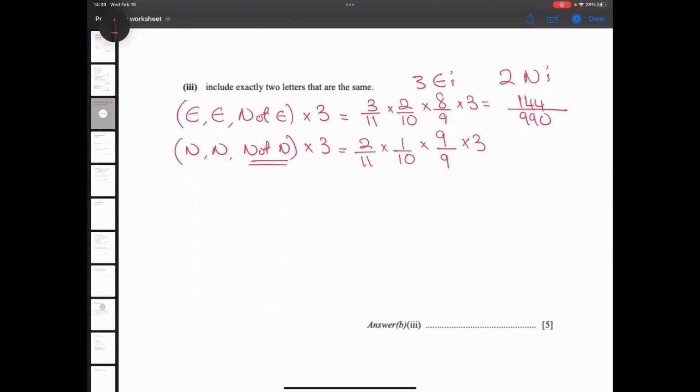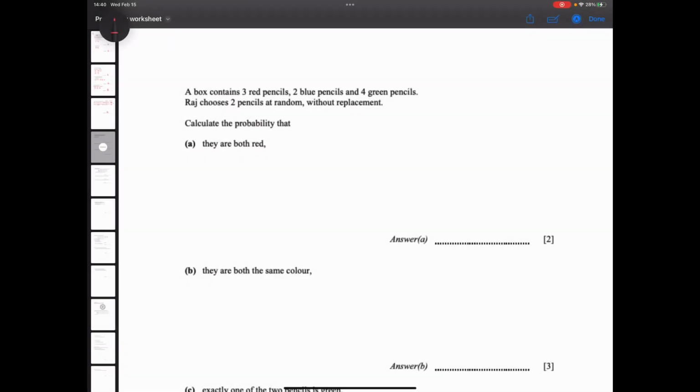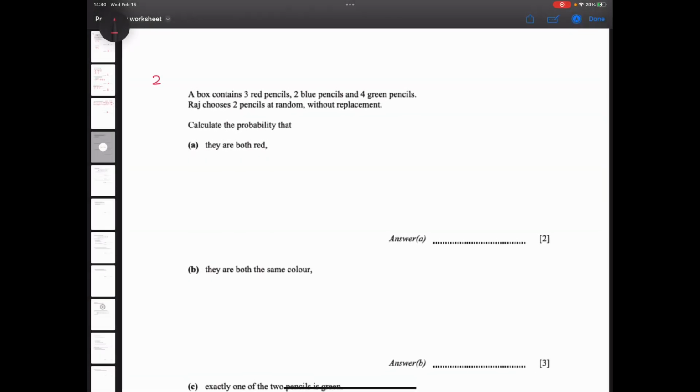Okay, of course the 9 out of 9, they cancel out. So 2 times 3 is a 6. And 11 times 10 is a 110. Okay? Then finally you add up these together. So 198 over 990. And now going to question number 2, I'm just going to label it here.